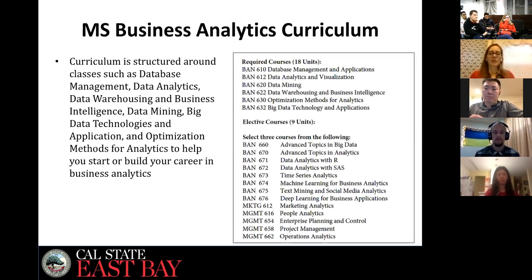So Dr. Wu mentioned the curriculum, and this just gives you a summary so you can see it. It's structured around classes like database management, data analytics, data warehousing and business intelligence, data mining, big data technologies and application, and optimization methods for analytics to help you start or build your career in business analytics. So you see on the right, there's a summary. There's 18 units of required courses. I won't read those out. And then you can also select 8 or 9 units of elective courses, and there's lots to choose from that you can sort of make your own specialization within those.